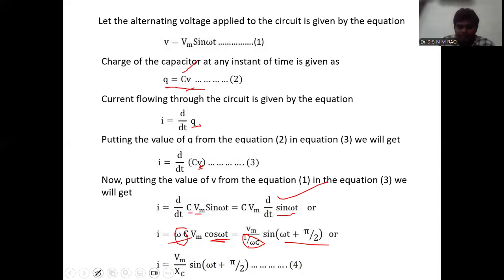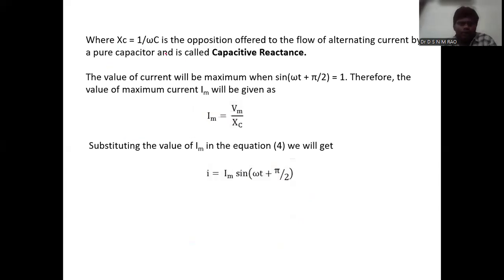Capacitive reactance is the resistance of the capacitor which opposes the flow of AC current, whereas for an inductor, XL, the inductive reactance, opposes the flow of AC current. So I equals Vm divided by Xc into sin of omega t plus pi by 2, where Xc is 1 by omega C, the opposition offered to the flow of alternating current by a pure capacitor. It is known as capacitive reactance Xc.